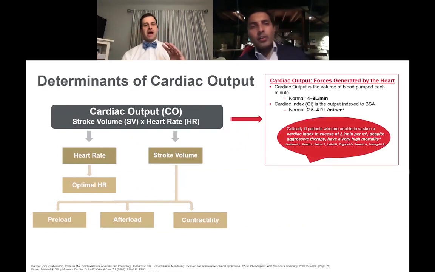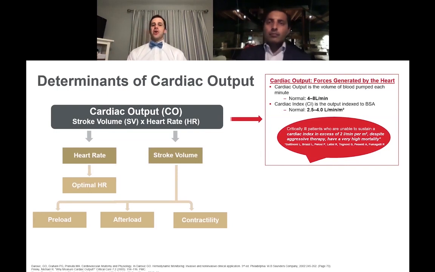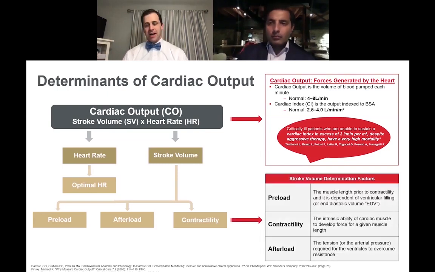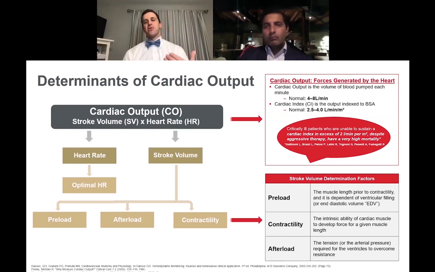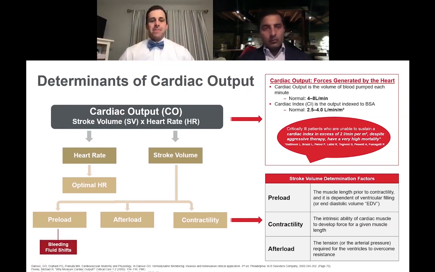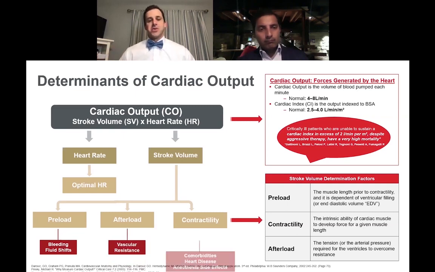So again, going back to 101 here, the determinants of cardiac output. Cardiac output equals heart rate times stroke volume, right? We learned that as medical students and in nursing school early on. But really, the ability to generate the optimal stroke volume, a lot goes into that. It's the preload. How full is the heart? It's the contractility. How well can it squeeze? Are there myocytes that work? And what is the afterload, the load on the heart when it tries to eject?